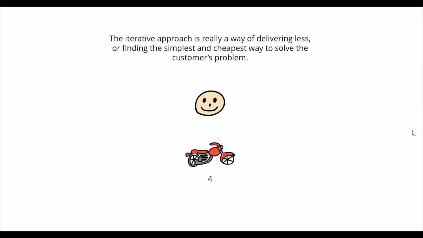Even actual car companies like Tesla and Toyota do a lot of prototyping before developing a new car model. So what now? Again, maybe the customer is happy with the motorcycle. We could end the project earlier than planned. Most products are riddled with complexity and features that nobody uses. The iterative approach is really a way of delivering less, or finding the simplest and cheapest way to solve the customer's problem. Minimize the distance to awesome.